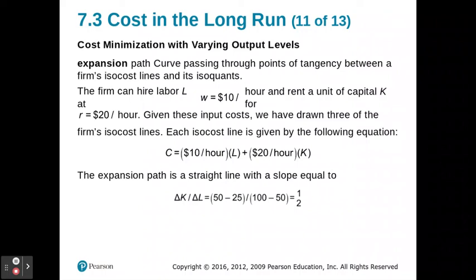And then what that leads us to do is look for an expansion path. The expansion path would trace out all the points of tangency between the iso-cost lines and the isoquants. It's called an expansion path because it traces out how a firm could internally decide to expand its operations.